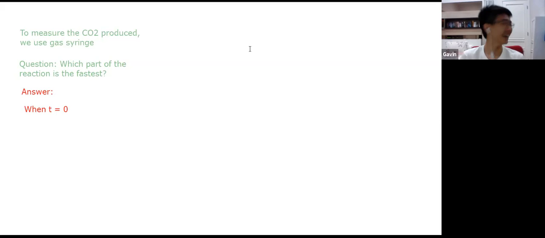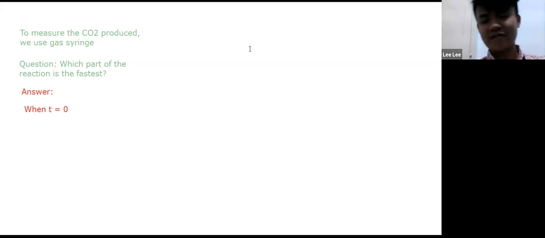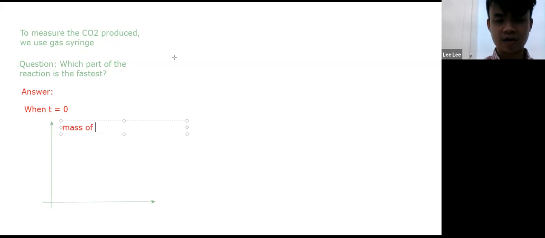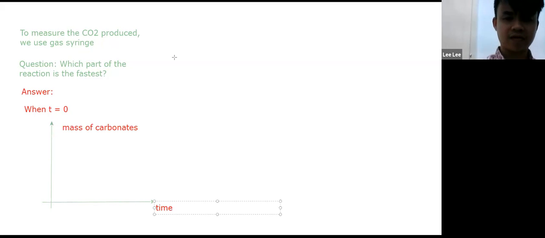Okay, if you see a question like this, when will the rate of reaction be the fastest? The rate of reaction will be the fastest when the time is 0. At the start of the reaction, it will be the fastest. What is the understanding in that? Just now I sketched a graph. No matter which graph you are referring to, whether you take the mass of the carbonates or the volume, it is up to you.